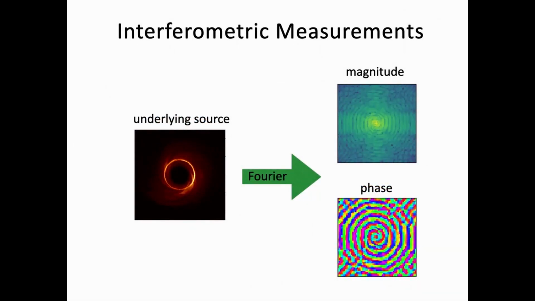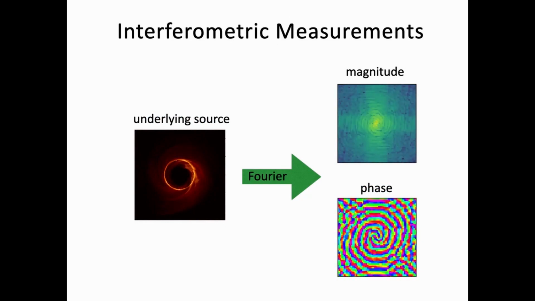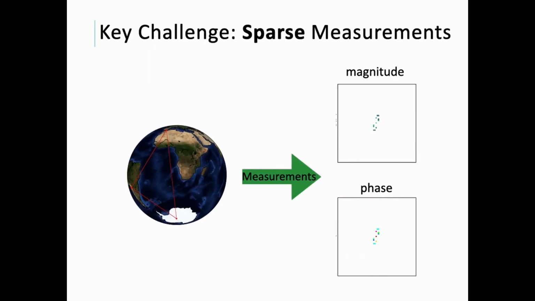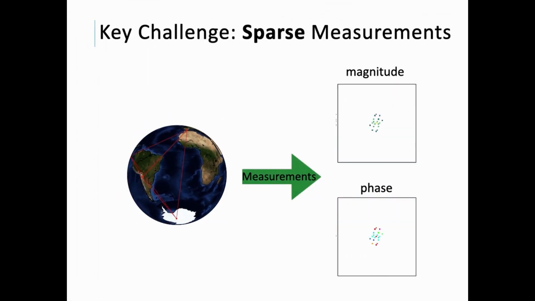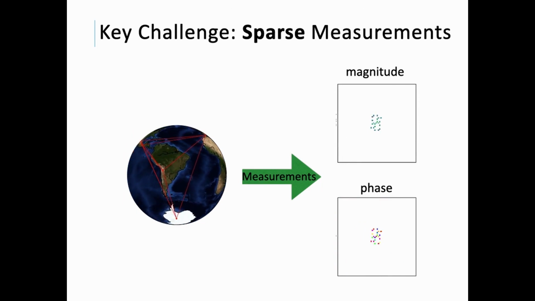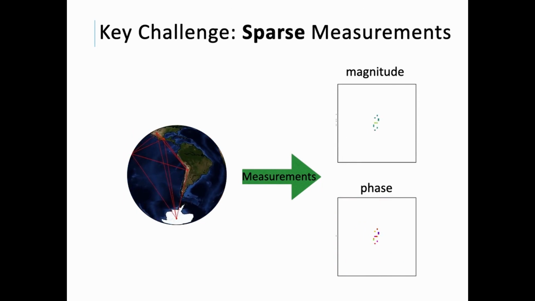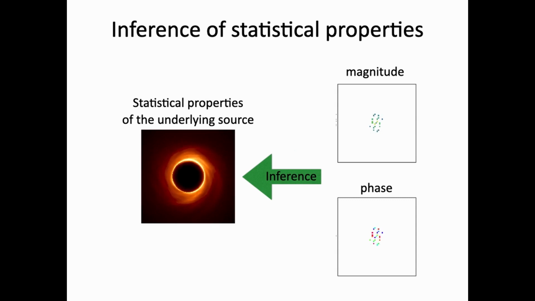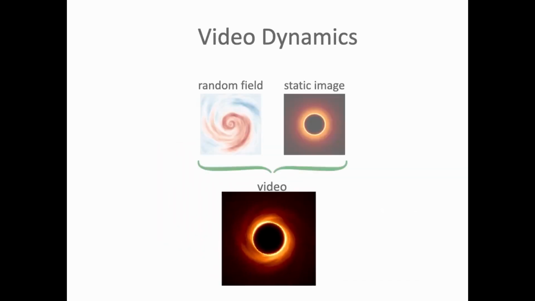Images from the Event Horizon Telescope are reconstructed from interferometric measurements. A key challenge is that we are only able to measure very few spatial frequencies while the source is evolving. In this work, we present an approach that allows us to use these extremely sparse measurements to extract statistical properties of the gas surrounding a black hole.